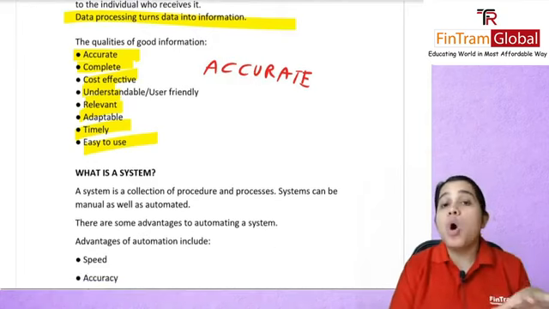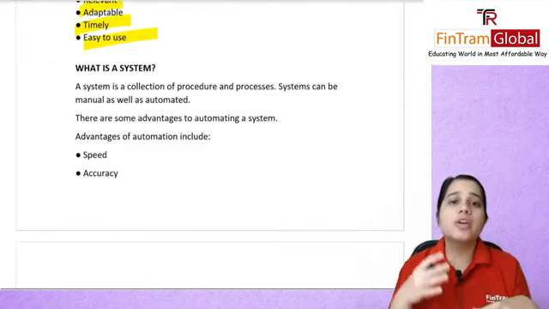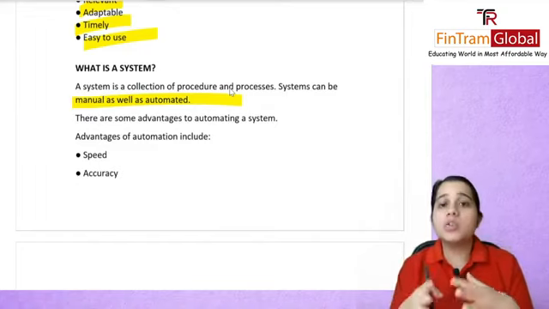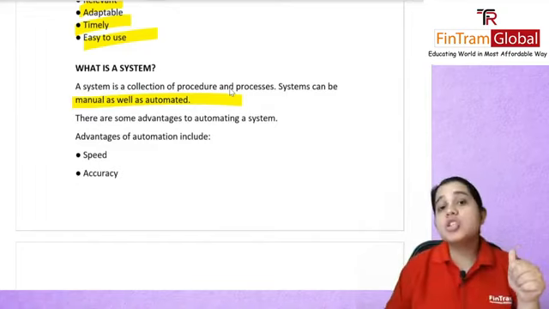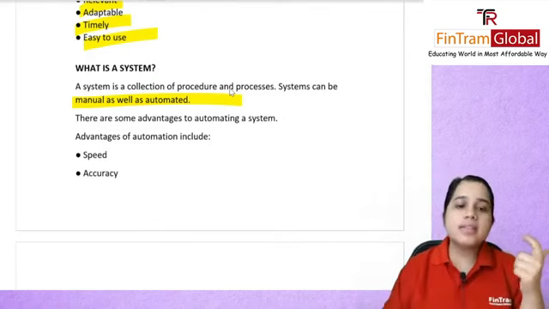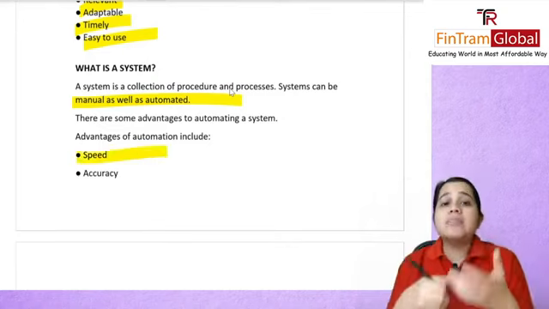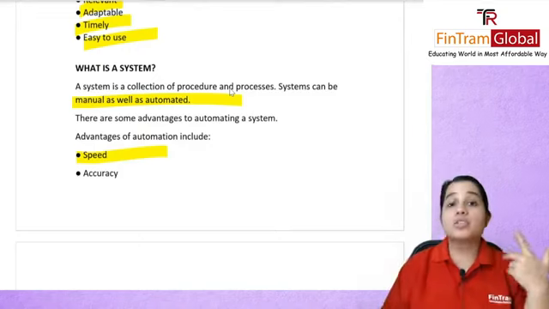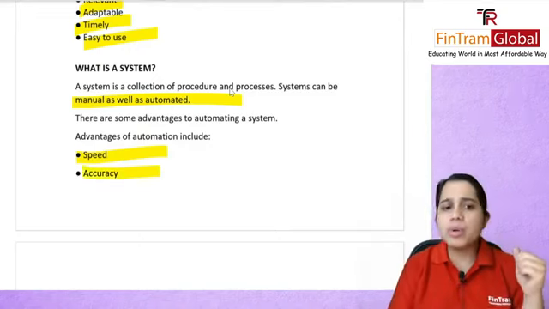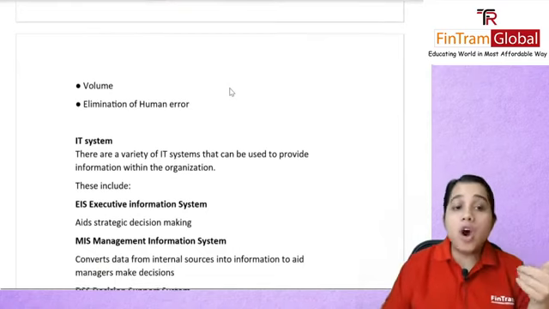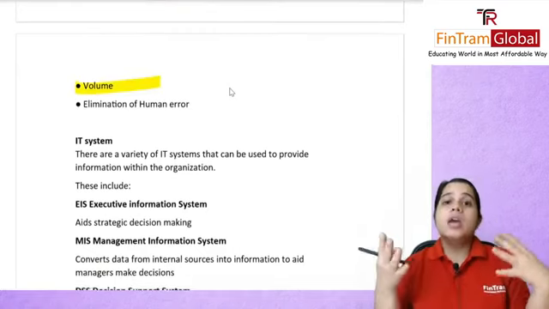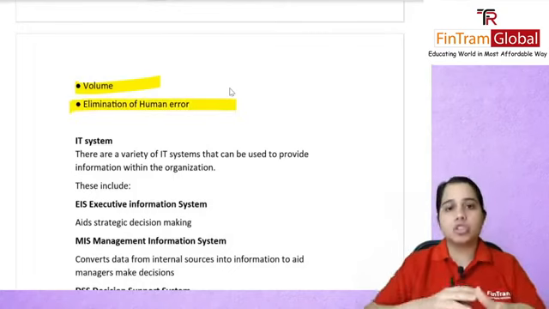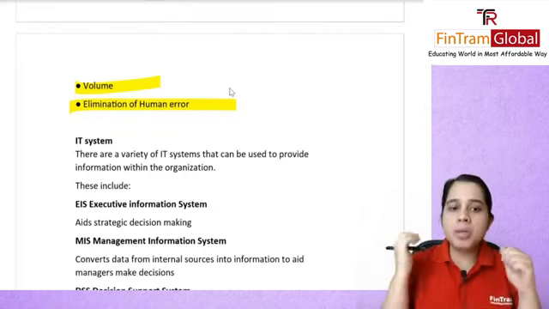Then we had talked about what is a system. A system is a collection of all the procedures and processes. It can be manual or it can also be an automatic system. There are some advantages if you have an automated system. Of course your speed is going to be higher. Something that you were doing manually, if you do with the help of a computer, is going to be really fast. It's going to be more accurate. The chances of committing a mistake will be less because human error will be less. Volume: you can process so much more data in a computer rather than doing it manually. And of course there will be elimination of human error because your computer will be able to catch it if you do some mistake, and you will probably get a pop-up.